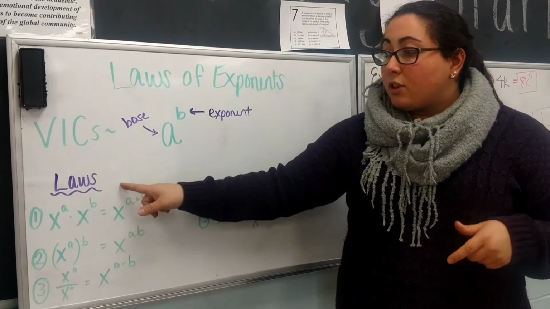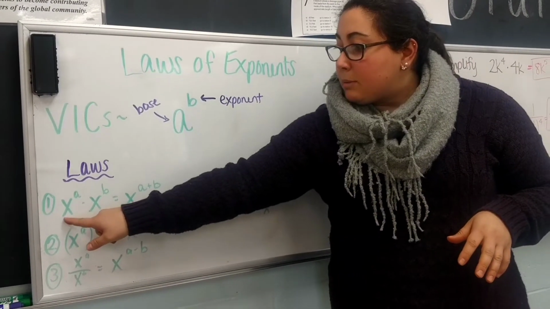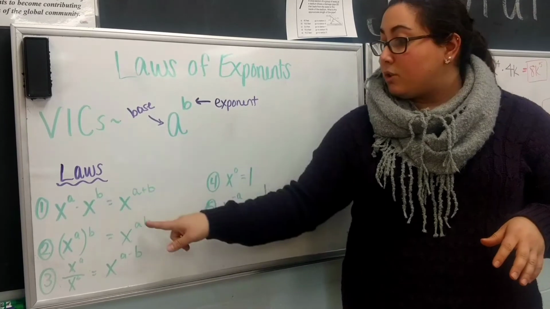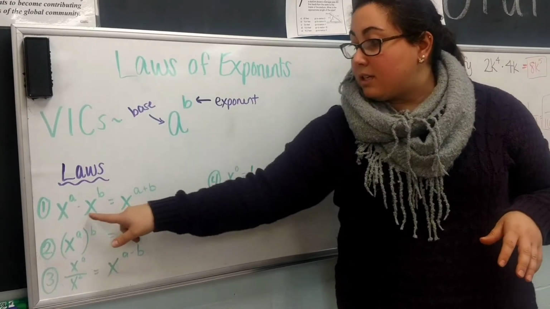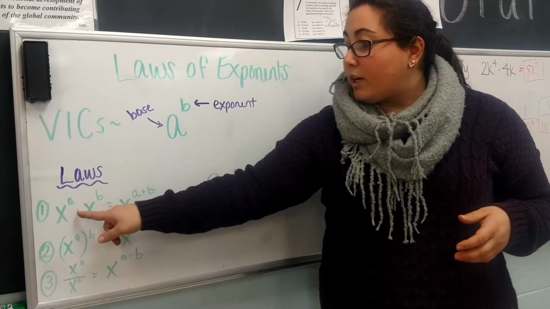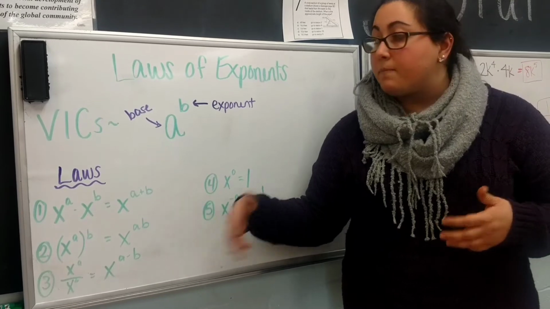When you talk about the different laws, we have 5 that we want to focus on. If you are multiplying with the same base, you're going to add the exponents. So the base stays the same, and I just add the exponents. It might be something like x squared times x to the third is equal to x to the 2 plus 3, which would be x to the 5th.